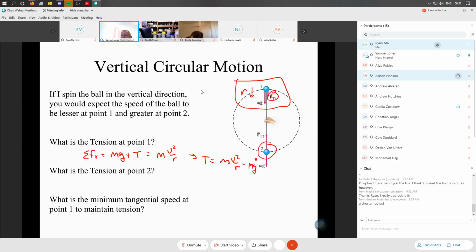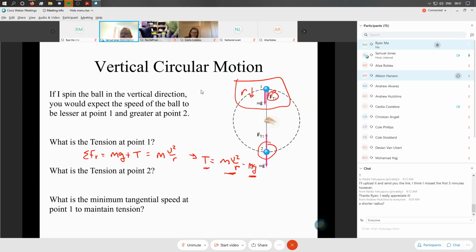Well, what is this telling me? It's telling me that tension is providing some of the centripetal force, but if I subtract out the effect of gravity, that means tension isn't as big as it would otherwise be, because gravity is providing some of that downward force.